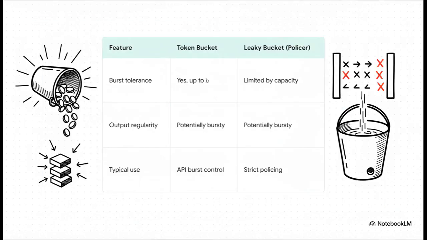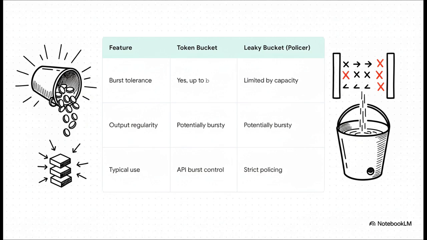Now, when we look at the policer versions, the ones that just drop excess requests, you might notice the table says leaky bucket's output can also be potentially bursty. And you might think, wait, what? I thought it was a smooth stream. Well, here's why. If traffic shows up in little bursts that don't threaten to overflow the bucket, they'll just pass right through. The real smoothing effect kicks in when you hit that hard capacity limit.